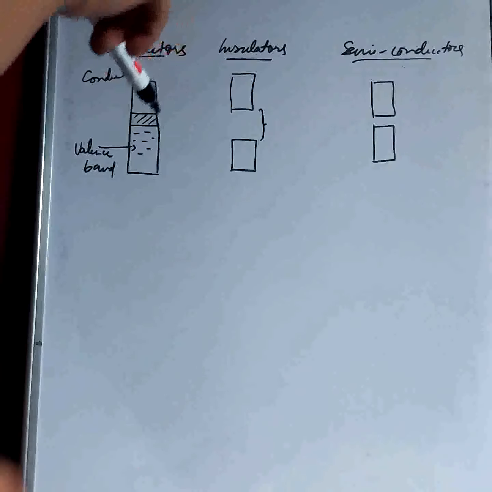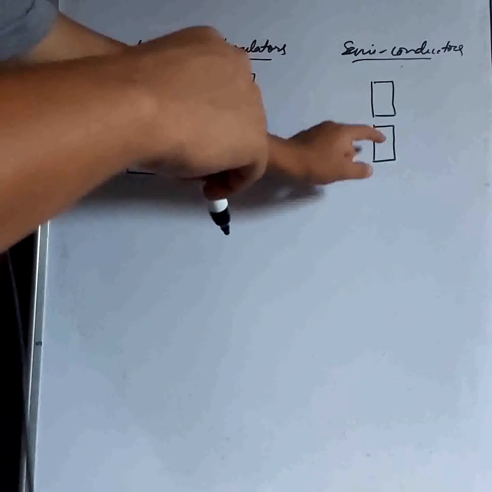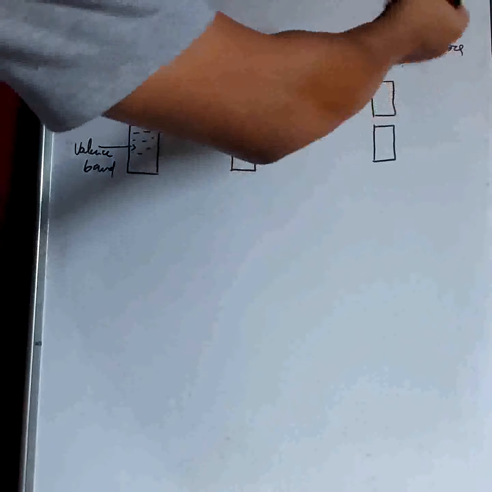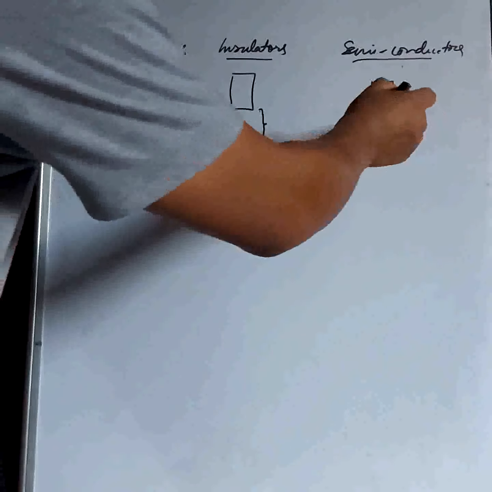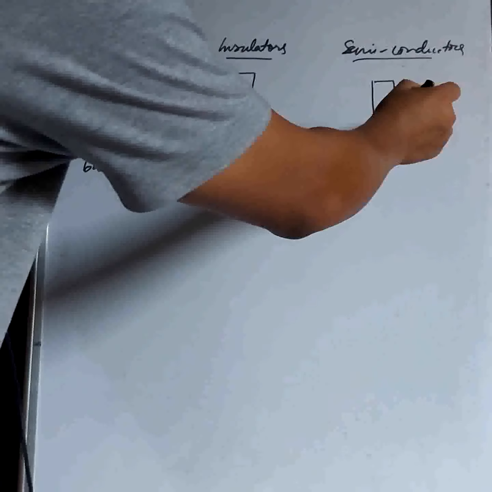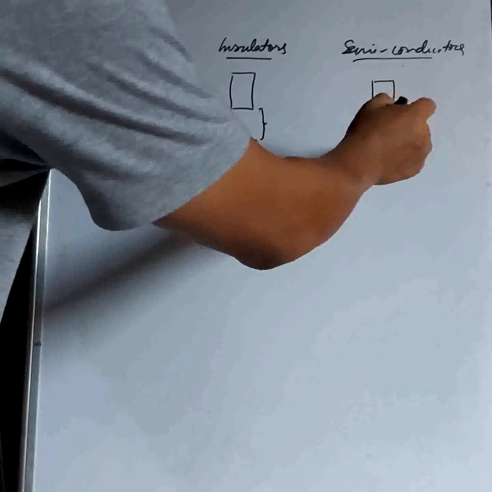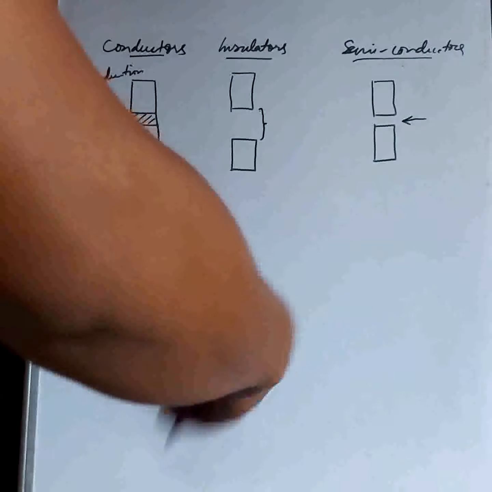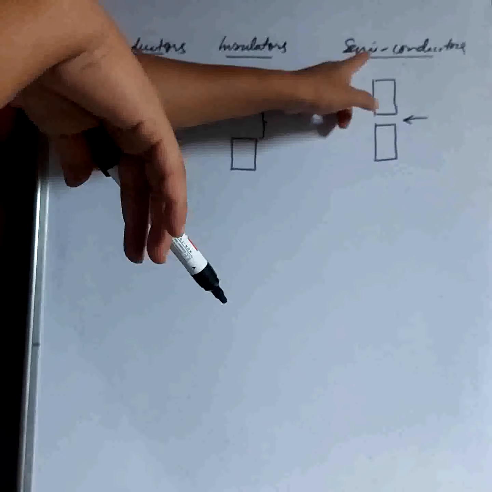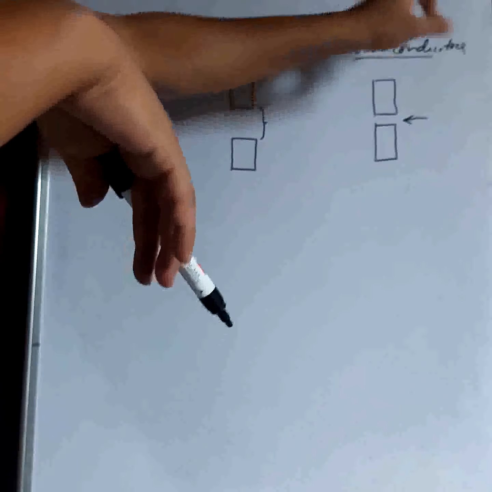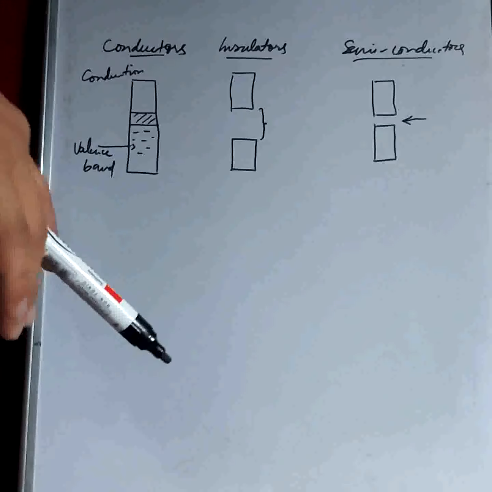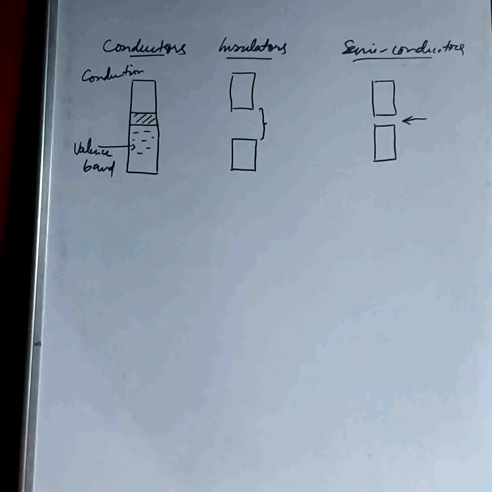In the case of semiconductors, the energy gap between the conduction band and the valence band is small. So how will it conduct electricity? If we can somehow close this gap between the valence band and the conduction band, then they show electrical conductivity. Hence they're called semiconductors. So we'll discuss semiconductors further.